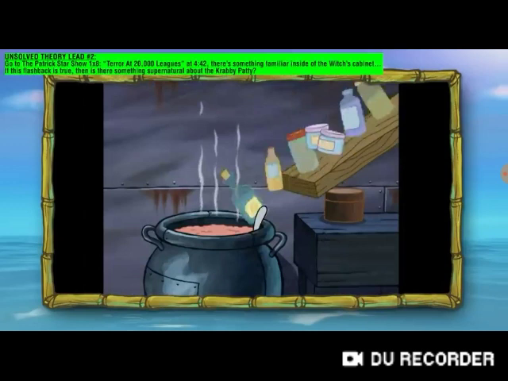Unsolved Theory number 2. Okay, go to The Patrick Star Show Season 1, Episode 8, Terror of 20,000 Leagues. At 4:42, there's something similar inside the witch's cabinet. If this flashback is true, then is there something supernatural about the Krabby Patty? I mean, let's be honest. Even the mere disappearance, or heck, even a shortage of Krabby Patties got everyone going crazy. They were acting like they were in SpongeBob Mad Max.